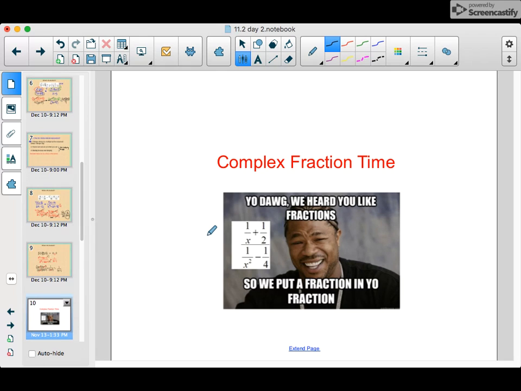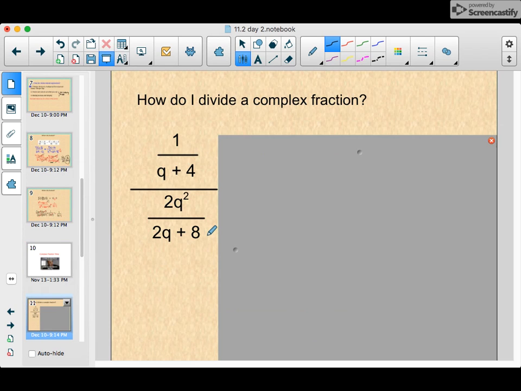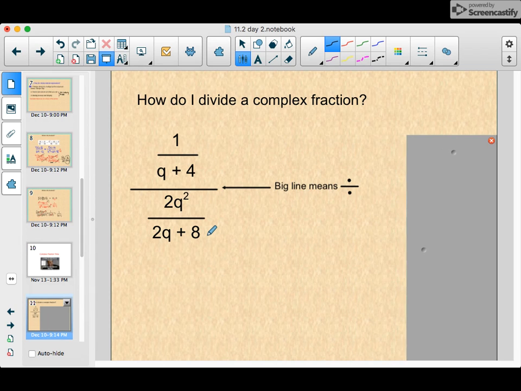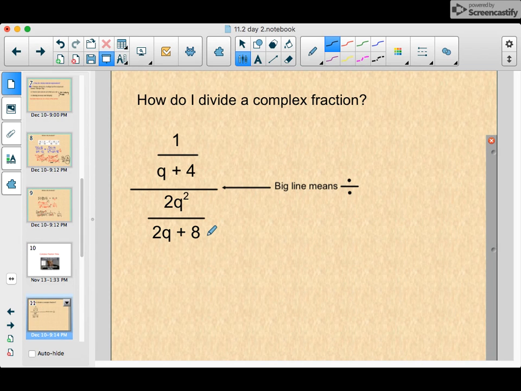Okay, this is the second part. It's really the same thing. It just looks weird, okay? It's going to be like lots of fractions, fractions, and fractions, okay? So they're going to look like this. What you need to know is that the big line really means divide. So it's just a weird way of writing it. I'm going to reset this up. So what this really means is that top fraction divided by the second fraction.